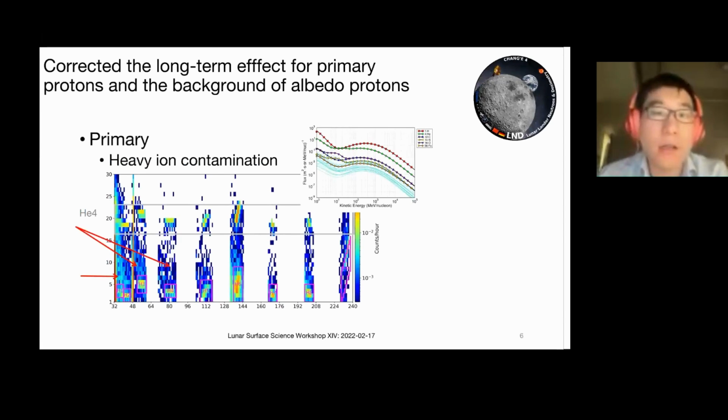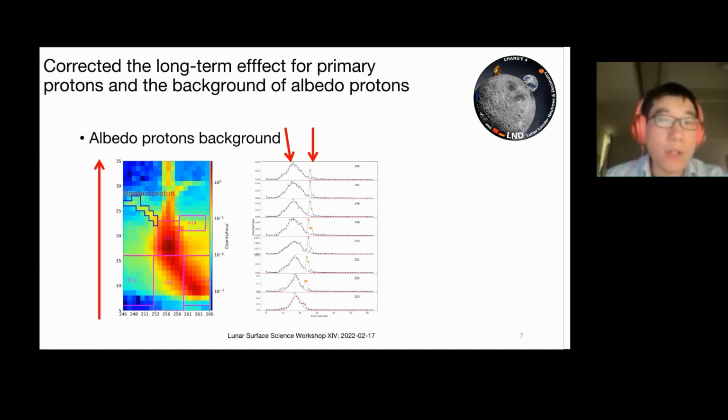After we get the data, we need to consider the calibration. Here are the two effects that we consider for the primary and albedo protons. For the primary, we have some contamination by heavy ions, which is confirmed by the simulation because the heavy ions could interact with the body and generate secondary particles. So we use a simulation to subtract this contamination in our final spectrum.